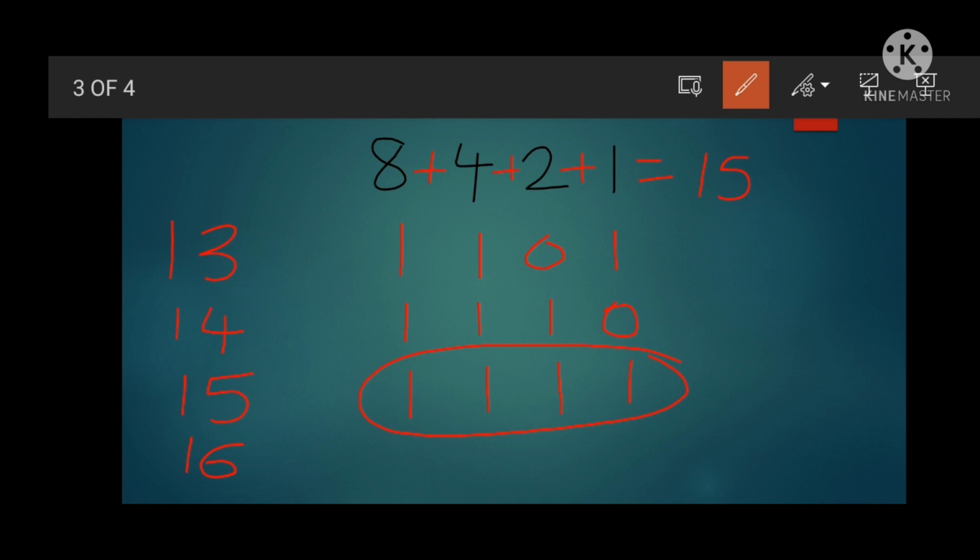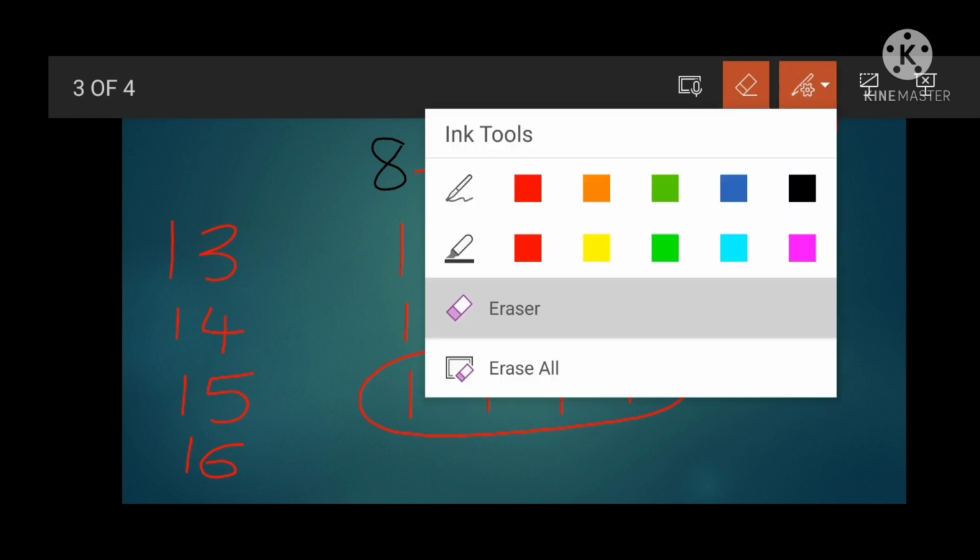Okay, so this is how we convert the decimal numbers to binary. I hope this is clear for you. Wasn't it simple, guys?